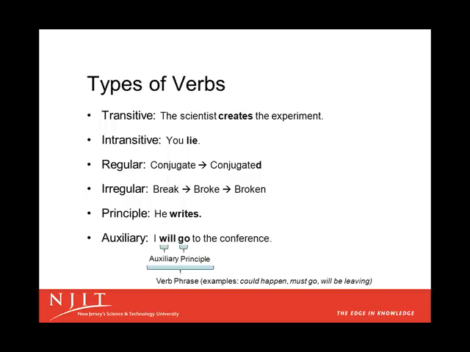Conversely, an auxiliary verb is used with a principal verb to form a verb phrase that indicates mood, tense, or voice. For example, in the sentence, I will go to the conference, will is the auxiliary verb and go is the principal verb. Taken together, will go is considered a verb phrase. Verb phrases contain an auxiliary verb that is used with a principal to indicate mood, tense, or voice, such as could happen, must go, or will be leaving.